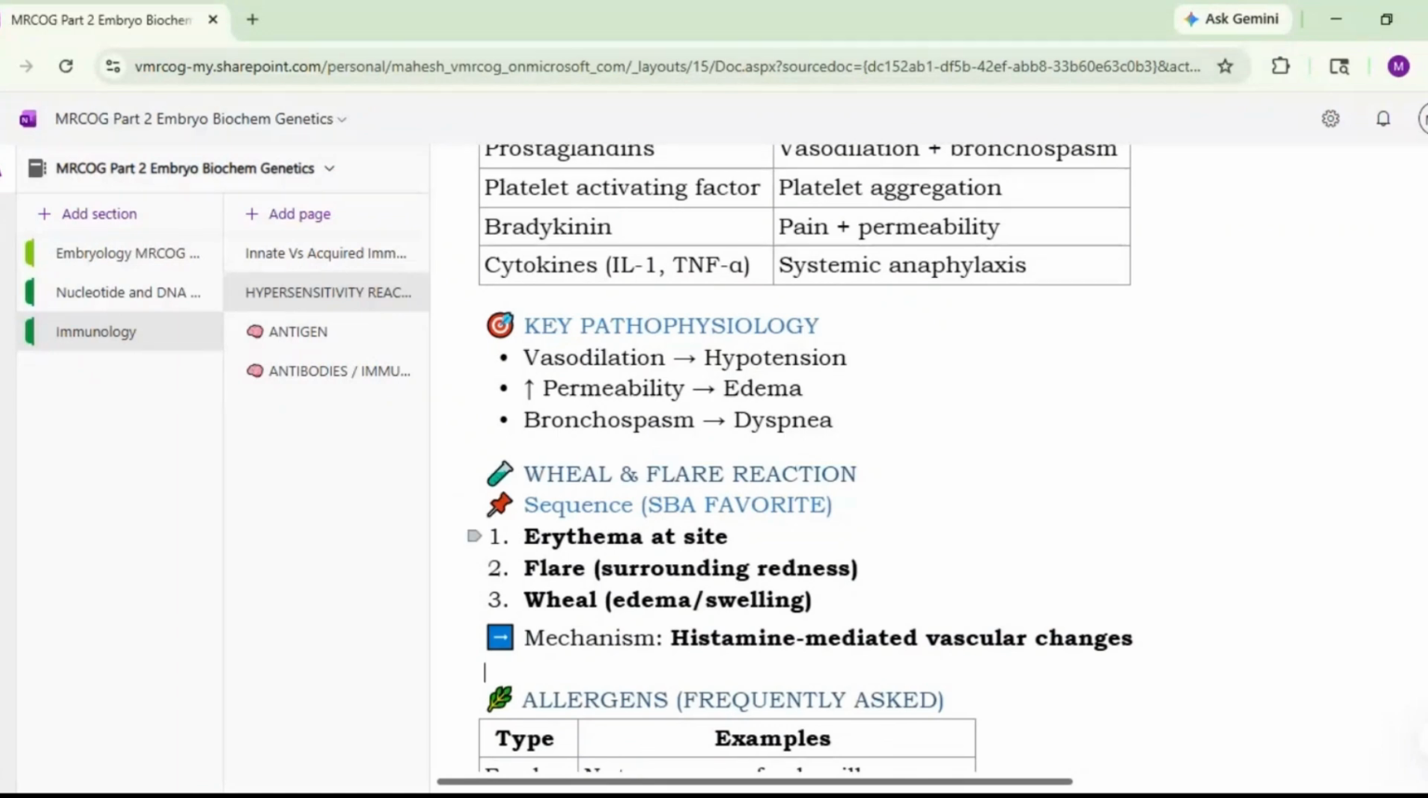So what is the sequence? There will be erythema at the site, then there is a flare, that is the surrounding redness, and then there is a wheal, that is the edema or swelling. So what is the mechanism? It is histamine mediated vascular changes. Again, you should remember that this immediate wheal and flare reaction is mediated through histamine mediated vascular changes. There is erythema at the site, there is a flare, there is a wheal.